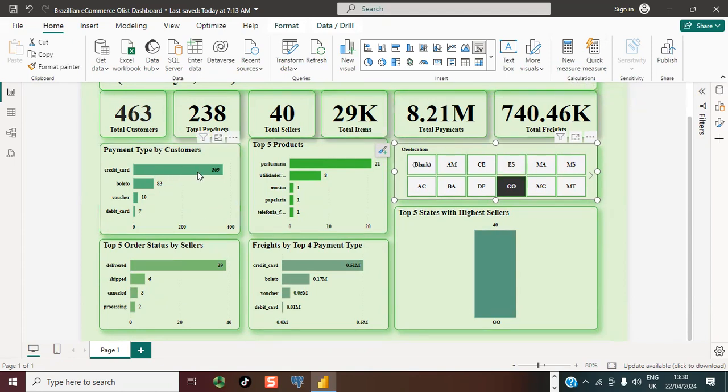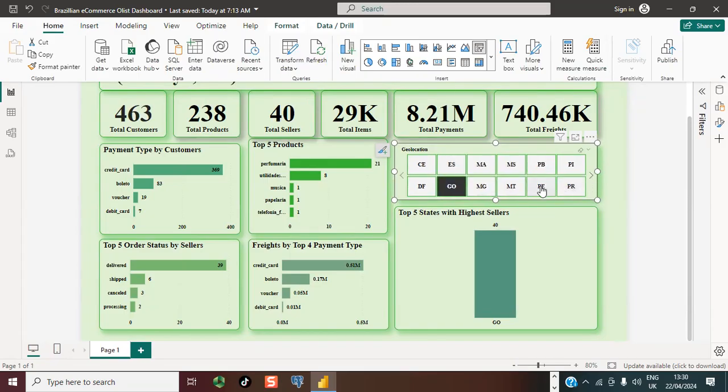Also, credit card showed the most preferred payments type by customers. And again, delivered is also the major order status by customers. Let me click on another slicer to see what information we are going to get.